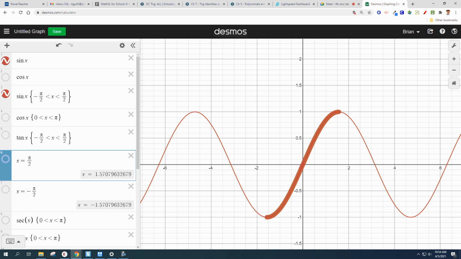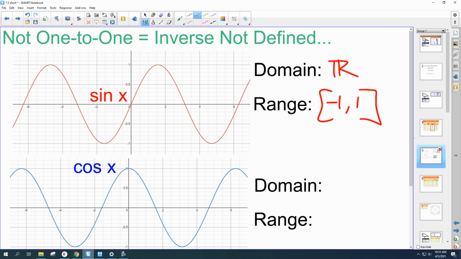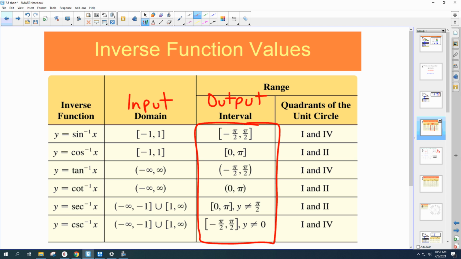Look at your chart, and notice that if I only look at this part of the sine function, as opposed to the whole thing, it will pass that horizontal line test. And so it does have an inverse if I only look at this piece of it. Kind of weird, but that's what it's saying in that chart, right? In this chart, it's saying if we only look between negative pi over 2 and positive pi over 2, it will have an inverse.